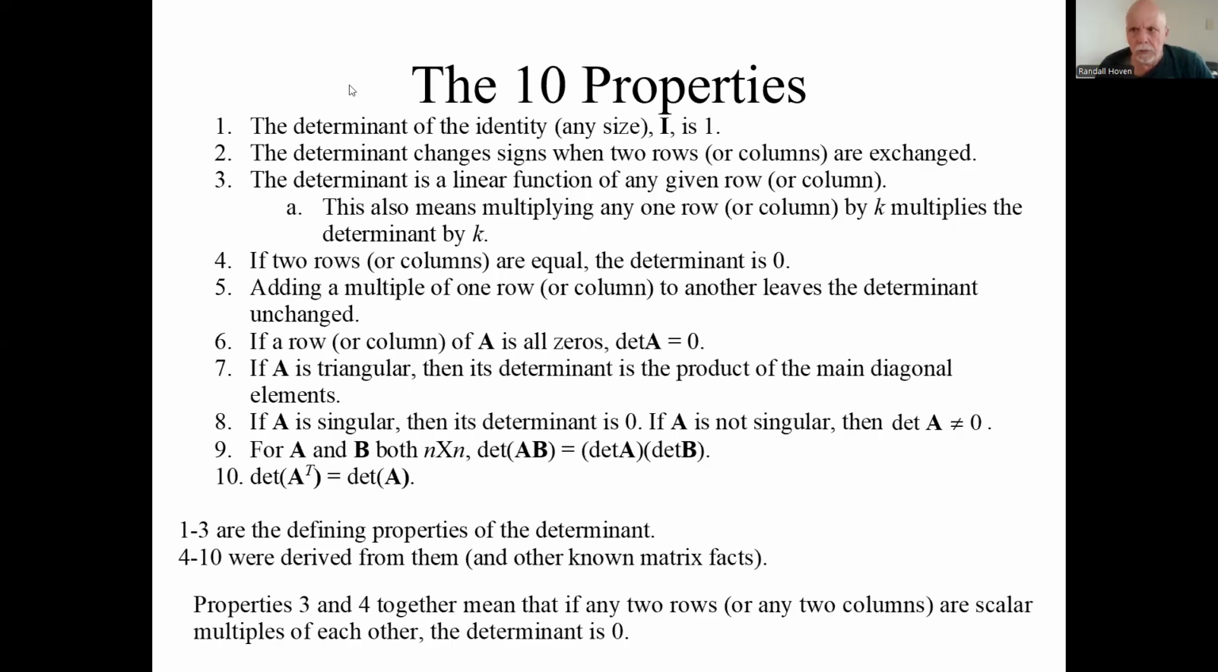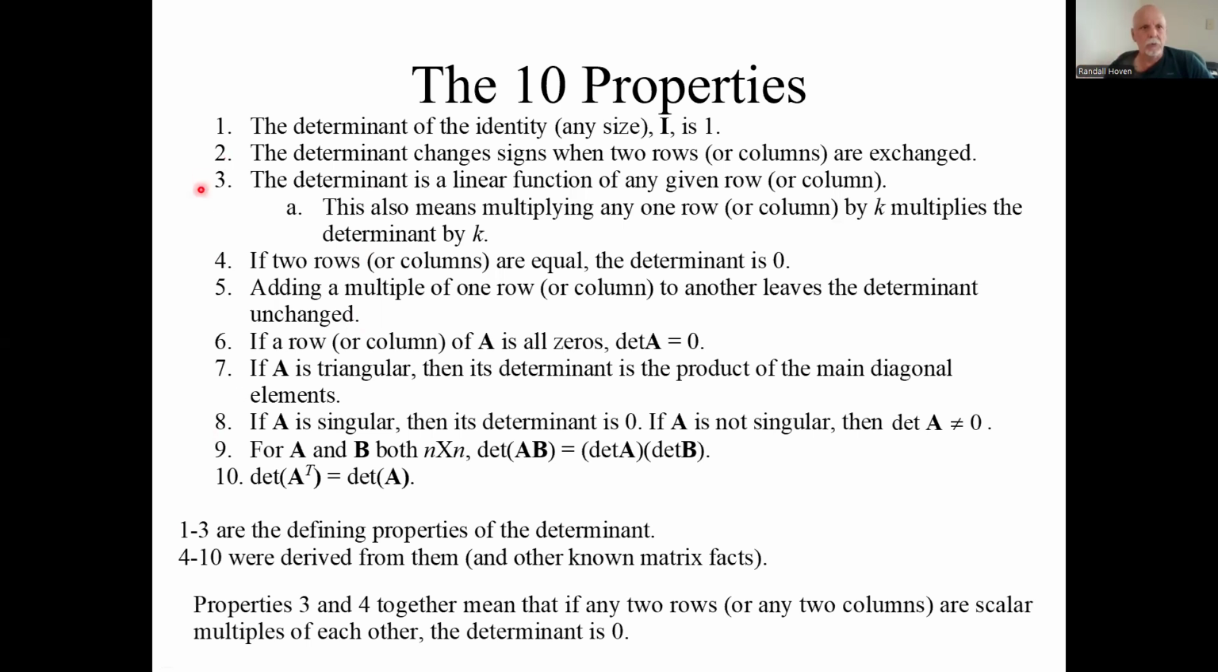We just defined the determinant and derived its properties, and we came up with 10 properties. The first three properties define the determinant. Then we derive 4 through 10 from those three. You could derive, I guess, an 11th.